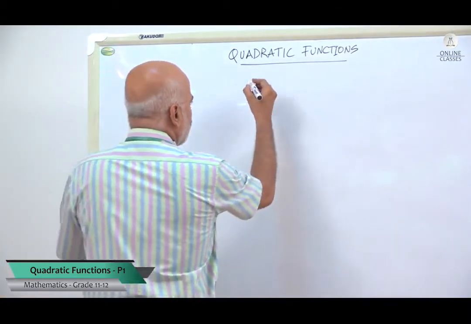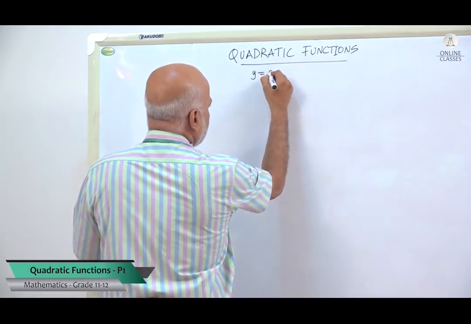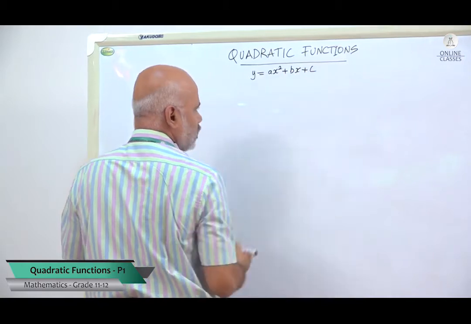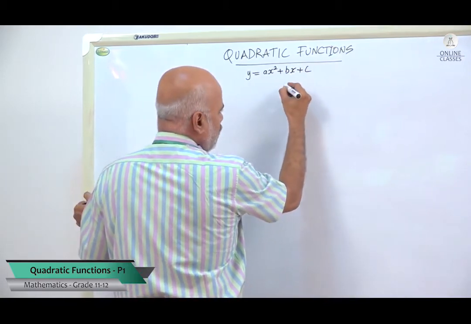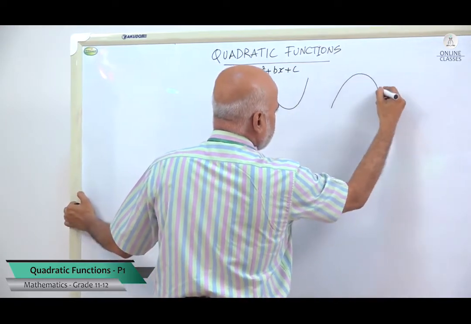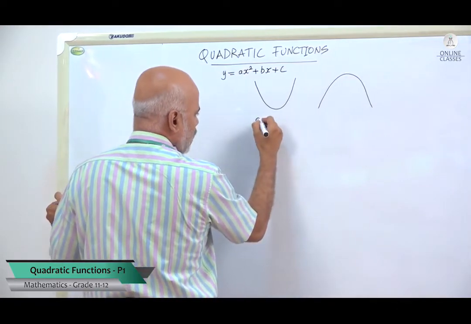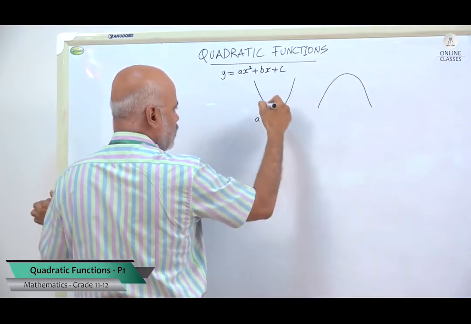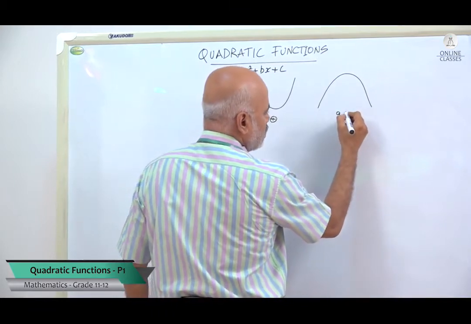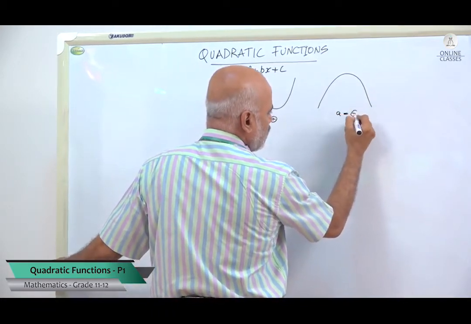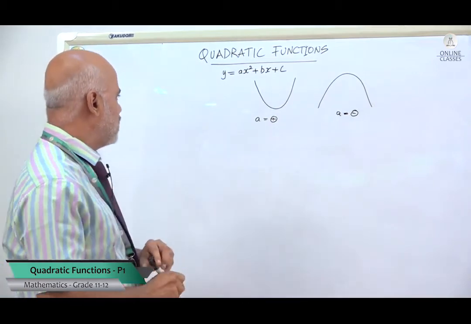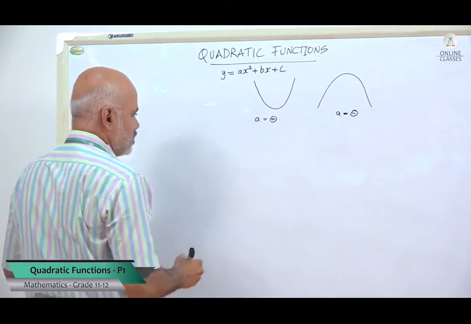So the format of the quadratic function is always y is equal to ax square plus bx plus c. So in that case there are two varieties of graph you could get. One would be like this, one would be like this. Here a is positive, that means the graph will look like this. Here a is negative, means the graph would be looking like this. So we will just get into some basic ideas of sketching these sort of functions.